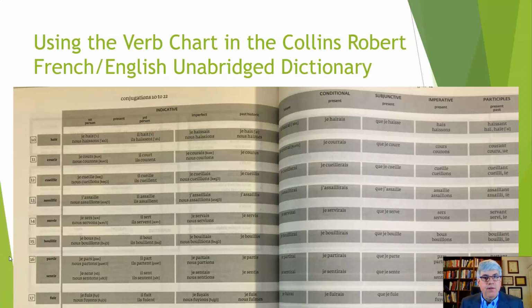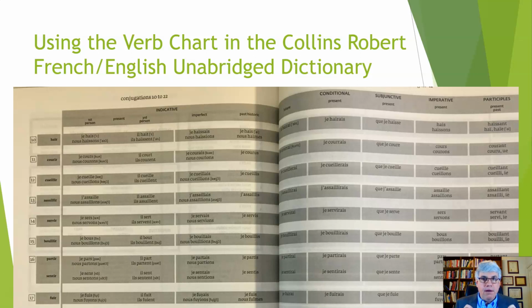In this video, I just want to look at how to use the verb charts in your Collins Robert French-English dictionary. I'm using the Real Large Unabridged Dictionary, but other Collins Robert verb charts are similar to this. Now, for verbs like être, avoir, faire, and aller that are super irregular, they give a whole page of all the conjugations.